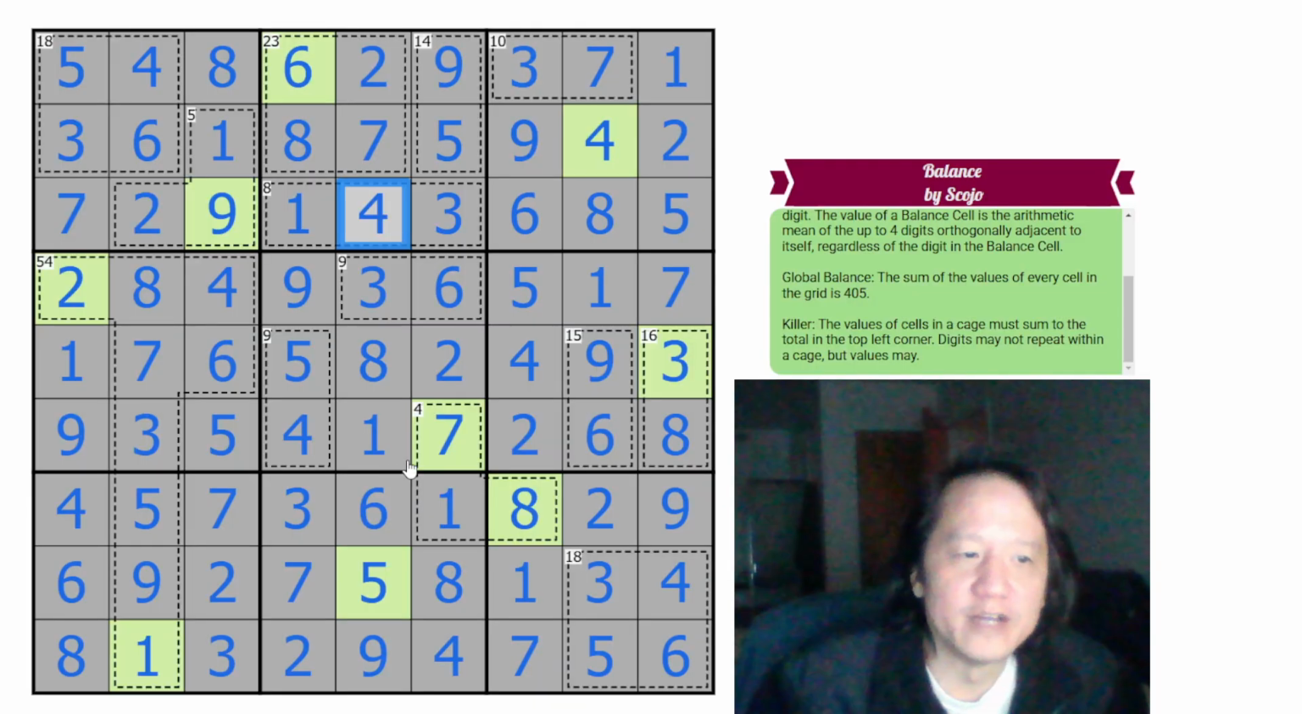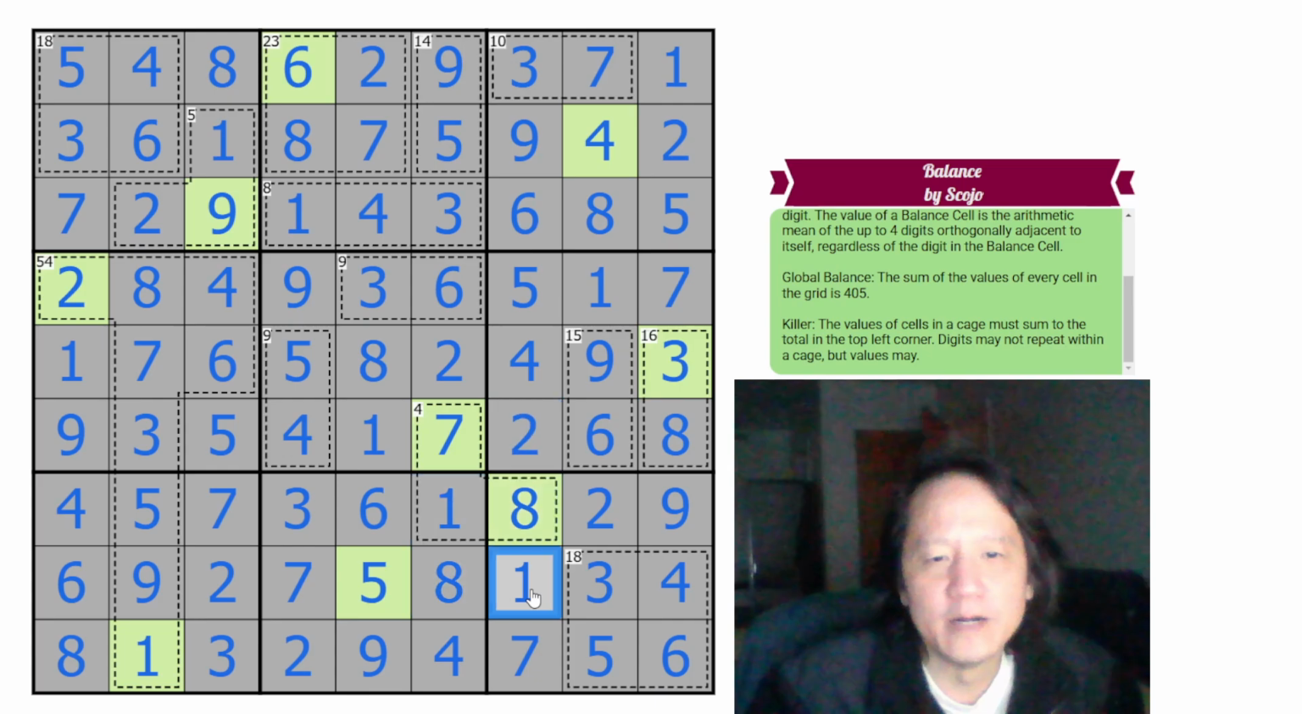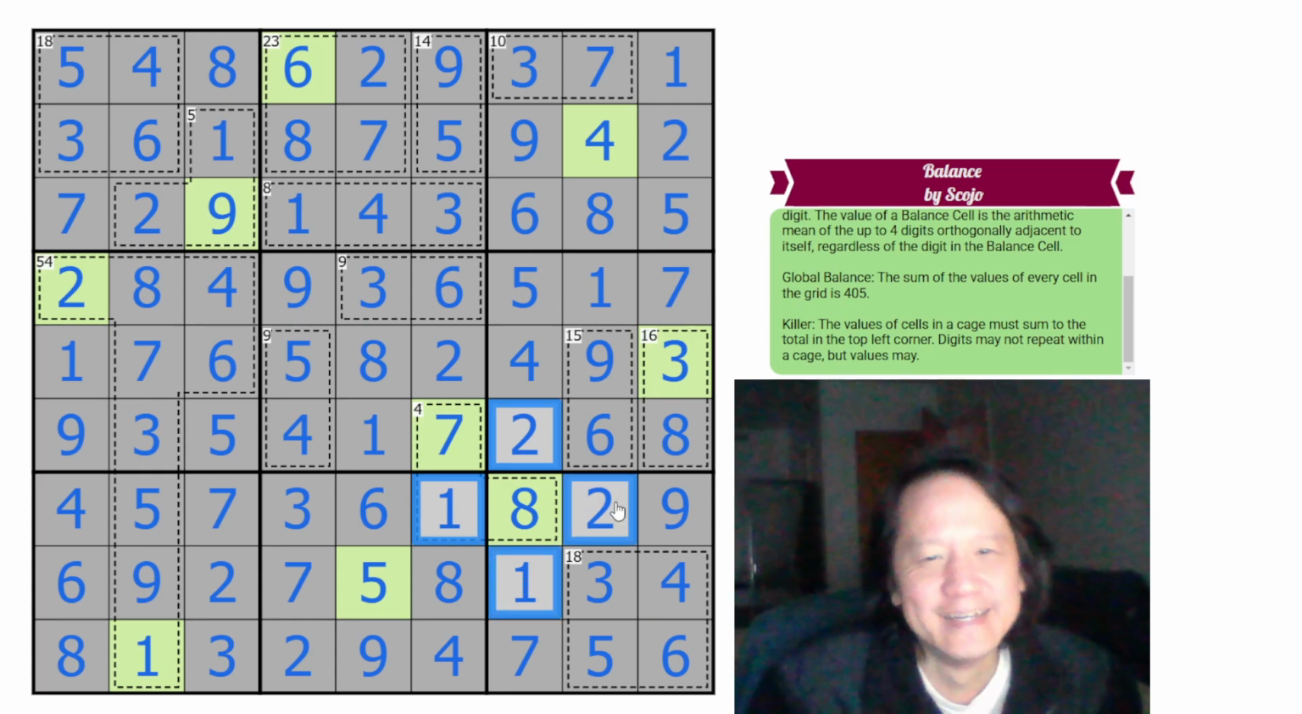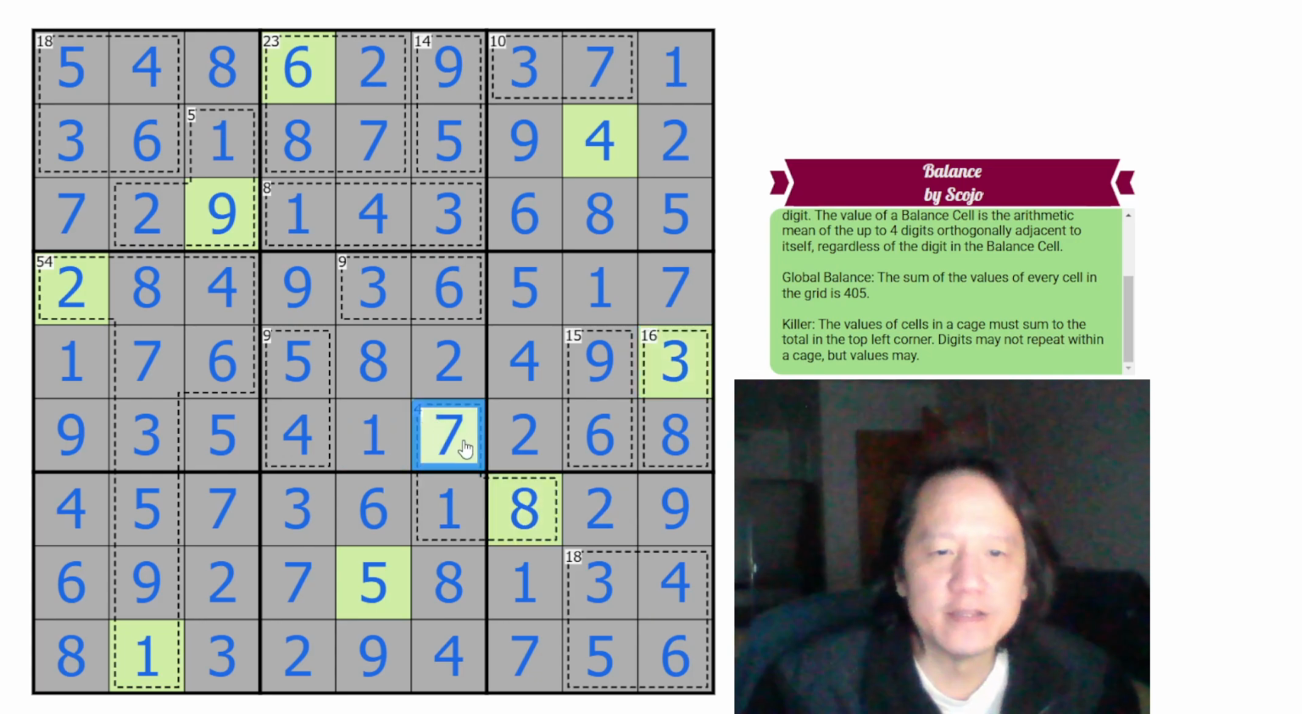Very cool puzzle, actually. Very cool. It wasn't that hard. Probably the hardest part was the maths. Yeah, very nice puzzle. I like the new balance set rule.